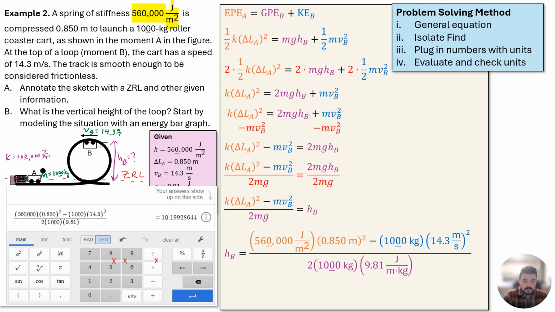And overall, I'm seeing 10.1992864, but every number here has 3 significant figures, or it's exact, so I'm going to round my answer to 3 significant figures and say that the height at moment B is 10.2 meters, and put a box around it and say, there we go, I'm done.